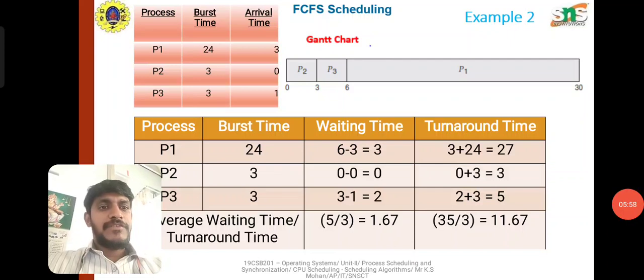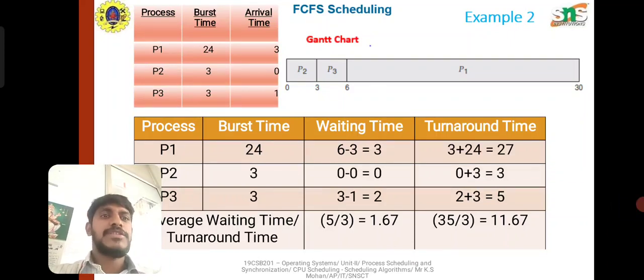So this is about FCFS scheduling. We will continue with the next CPU scheduling algorithms in the next lecture video.